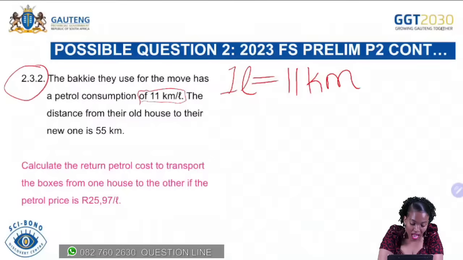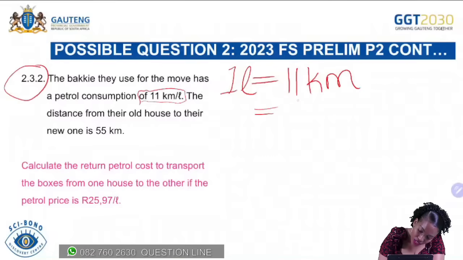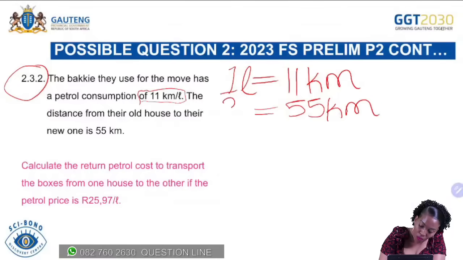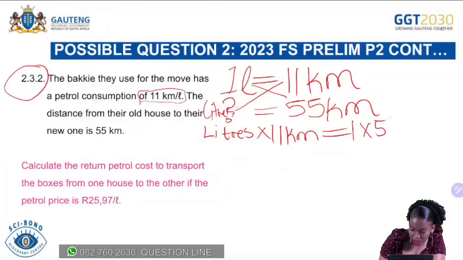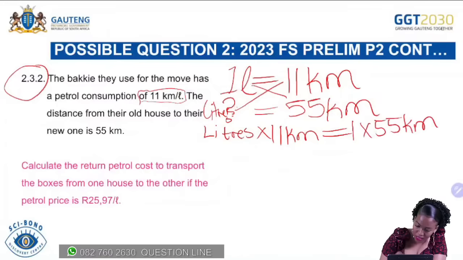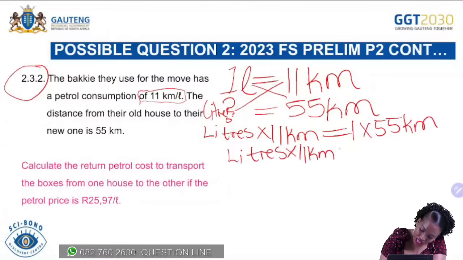The distance from their old house to their new one is 55 kilometers. So it means they will travel a distance of 55 kilometers, and we want to know how many liters of petrol they will need. So I'm going to cross multiply: liters multiplied by 11 kilometers equals 1 multiplied by 55 kilometers. So this will be liters multiplied by 11 kilometers equals 55 kilometers.